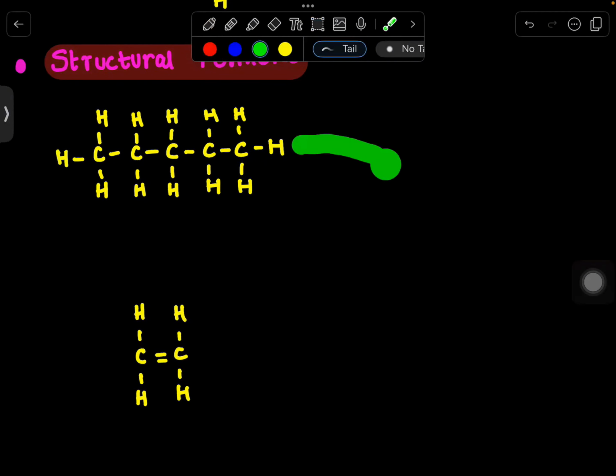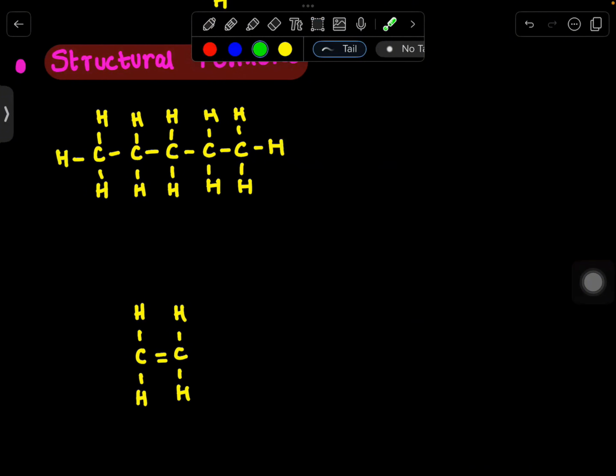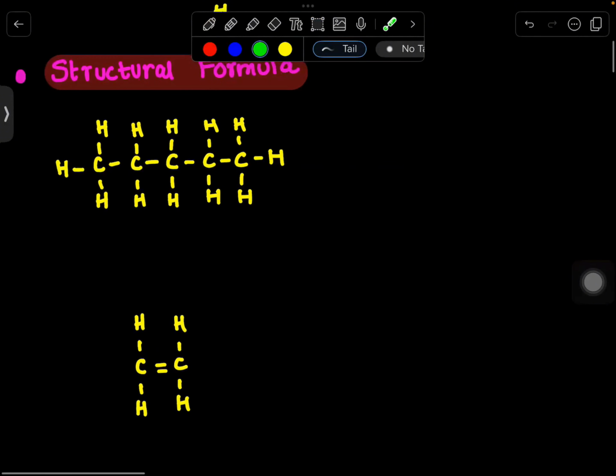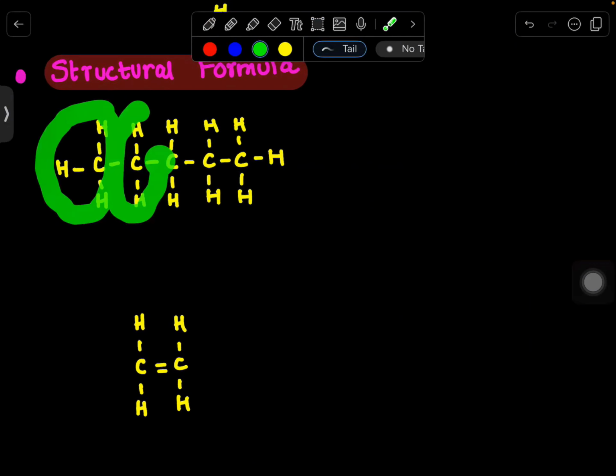We have two displayed formulas shown here, and now we're going to learn how to put them into the structural formula form. Now, you see, there's this carbon chain, and there are hydrogens on the sides. So I can write down every single carbon group, okay?